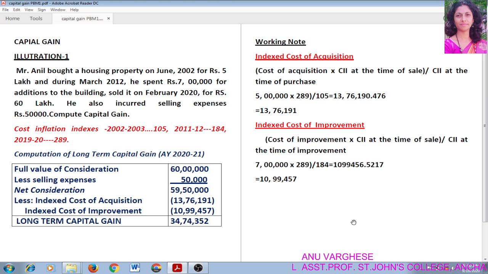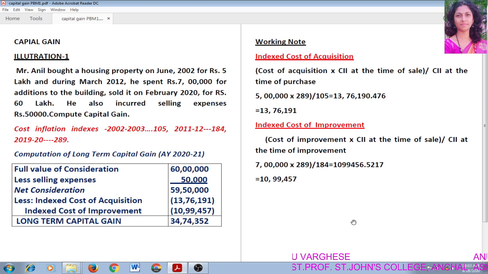Point number 3. Indexation means adjustment in the cost of a capital asset based on cost inflation index. At present, the base year is fixed at 2001 and the cost inflation index for the base year starts at 100. Point number 4. Any cost of improvement before 1/4/2001 is not considered to determine long-term capital gain. So, it cannot be deducted.